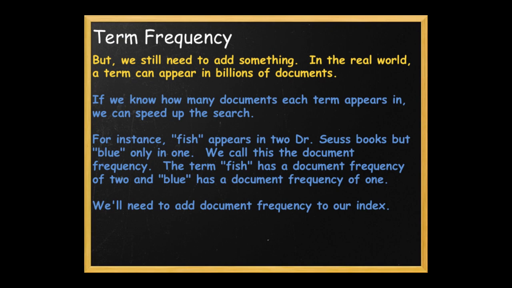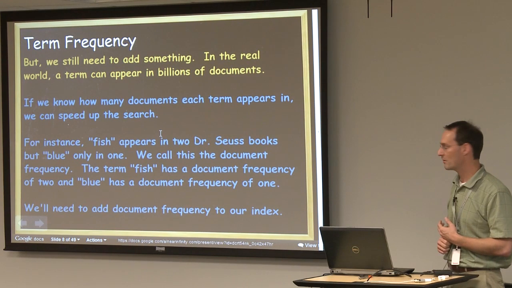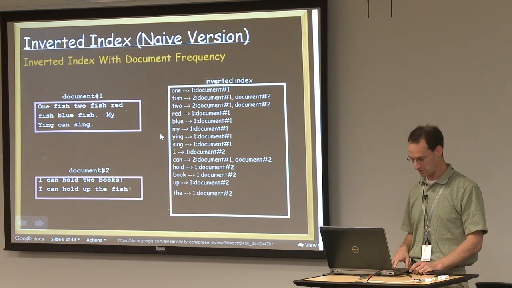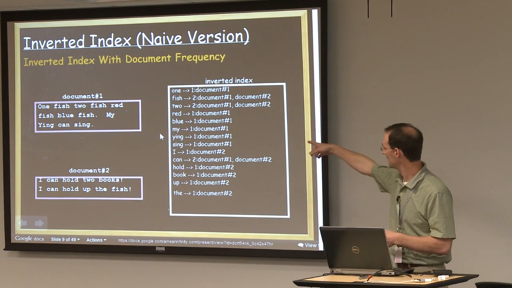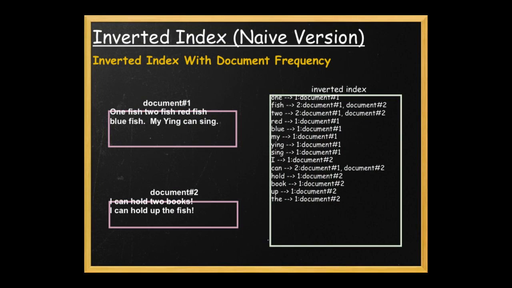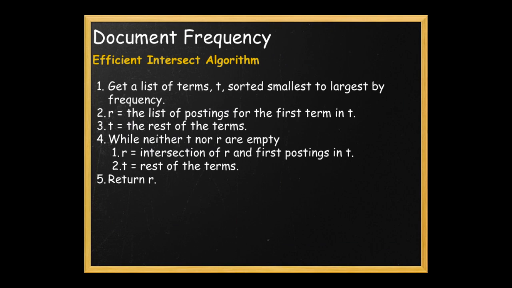So obviously fish appears in 2 books, but blue is only in 1. This number, that fish appears twice, is the document frequency of the word fish. It appears in 2 documents. So to make our searches more efficient, we need to add that number into the index. The notation I invented here is you put the frequency, colon, before the list of the documents. So in this case, we know that fish has a frequency of 2, and it's either 2 or 1 all throughout here.